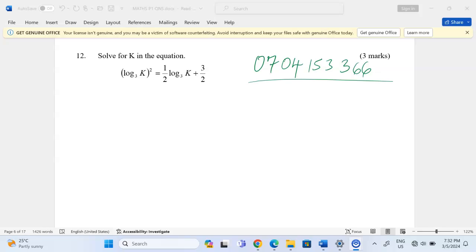We're going to discuss logarithms. In number 12, we are told to solve for k in the equation: the logarithm to base 3 of k squared equals half the logarithm to base 3 of (k plus 3) out of 2.